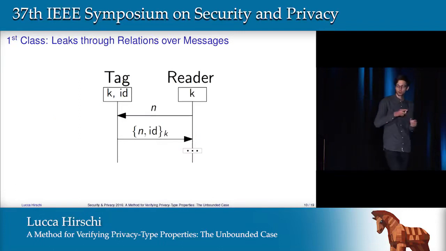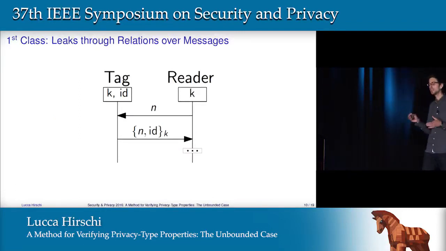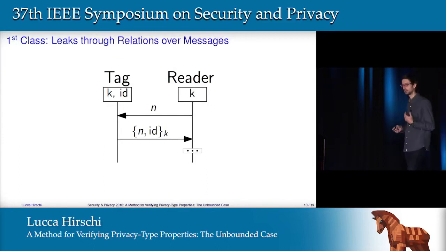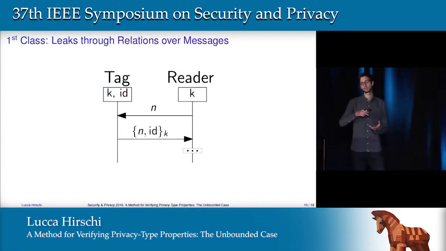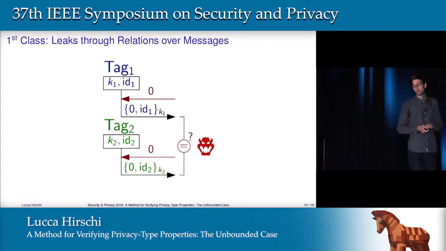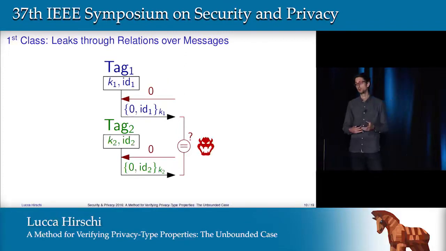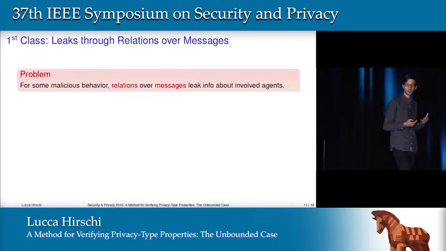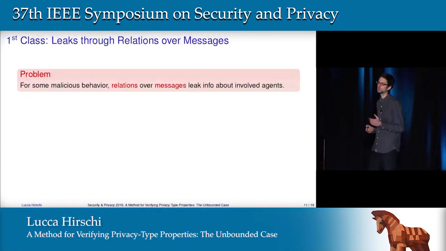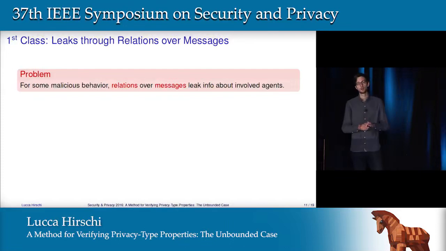Now a slightly more complex example. The reader is going to challenge the tag with a fresh nonce n. And the tag has to encrypt this nonce n, along with its identity, with the key K. And still there is an attack, because our active attacker can inject a constant challenge into two sessions and then perform the same attack as before on the tag's answers. So here, the common problem is that for some malicious behavior of the attacker, there are some relations over messages that leak information about involved agents, involved users.